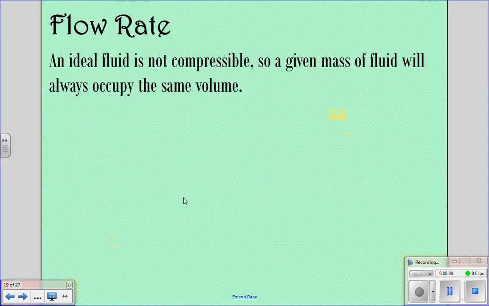Now we're going to look at flow rate. An ideal fluid is not compressible, so a given mass of fluid will always occupy the same volume. That means if you take a cup of water and you put it somewhere else and you try and push it down, if it doesn't compress, then it is not compressible, and it's always going to be a cup of water. No matter how you try and push it, it's never going to change the volume.